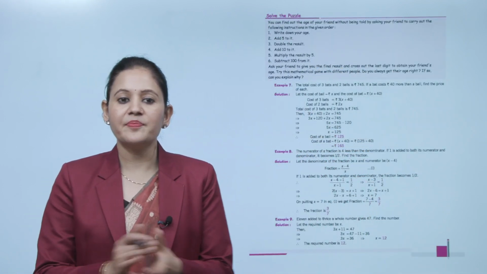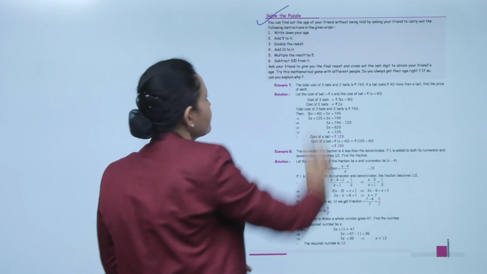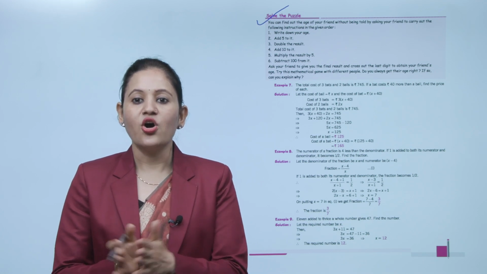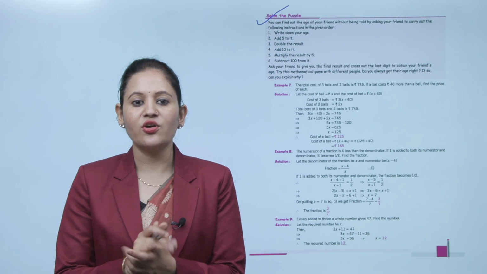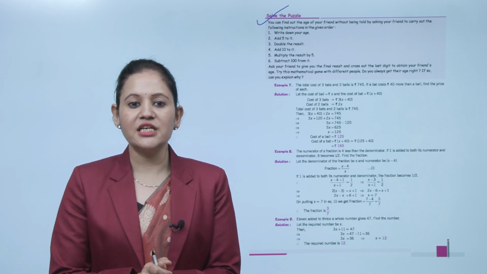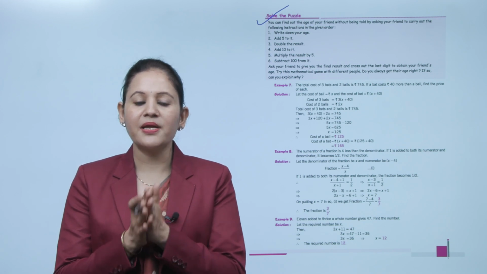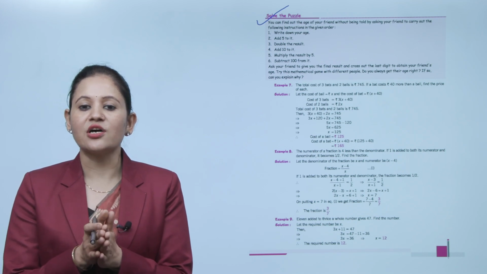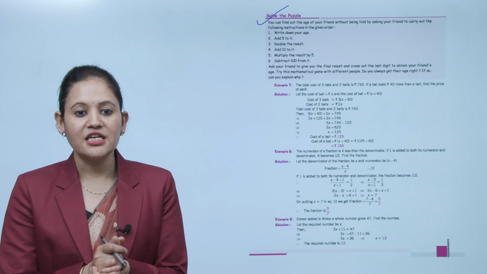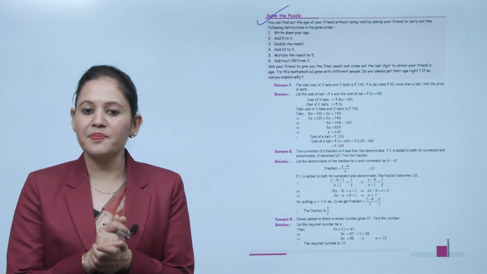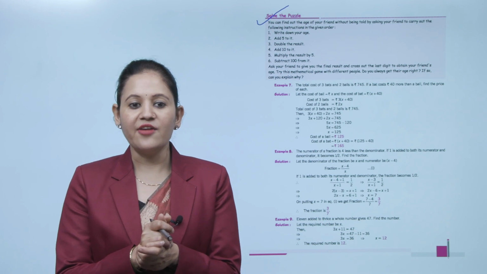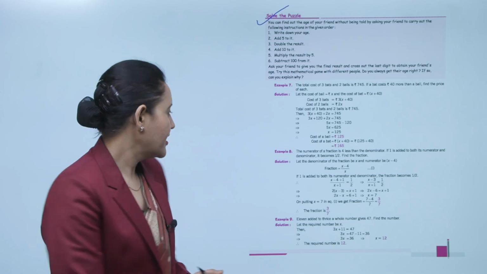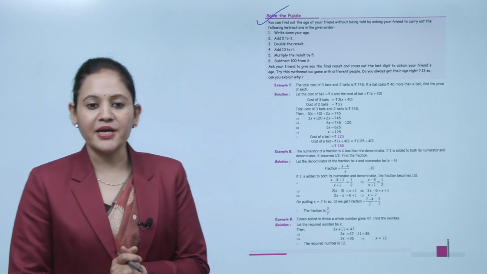Next, solve the puzzle. You can find out the age of your friend without being told by asking your friend, or carry out the following instructions in the given order. Write down your age, add 5 to it, double the result, add 10 to it, multiply the result by 5, subtract 100 from it. Ask your friend to give you the final result and cross out the last digit to obtain your friend's age. Try this mathematical game with different people. Do you always get their age right? If so, can you explain why? So try this activity, you will find the answer. Clear? Next, these examples, you have to practice them.